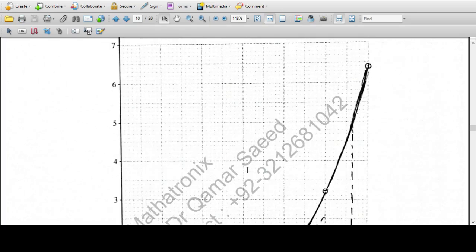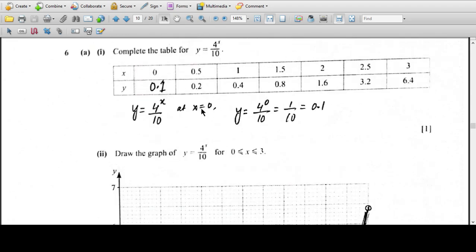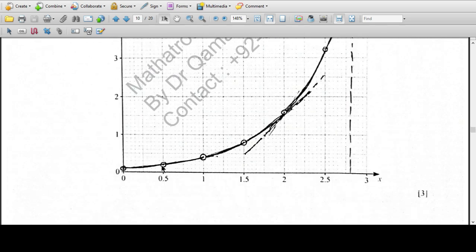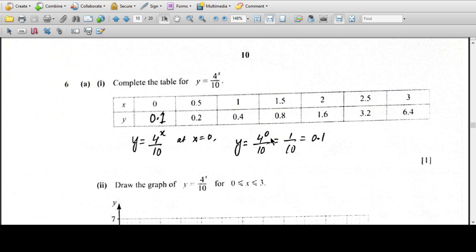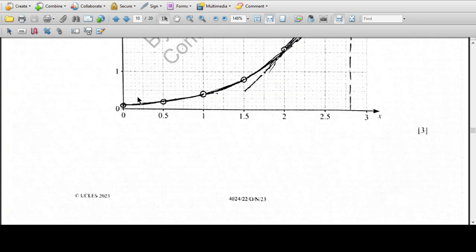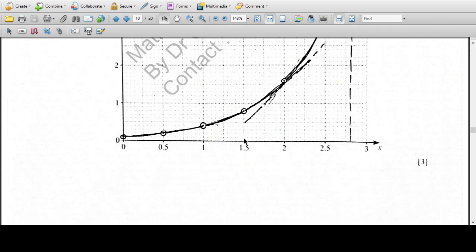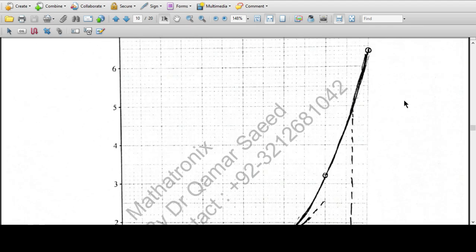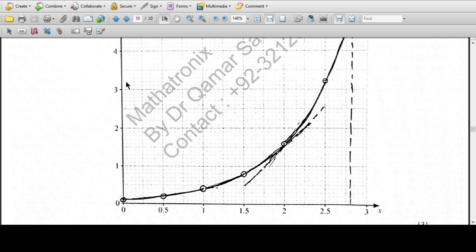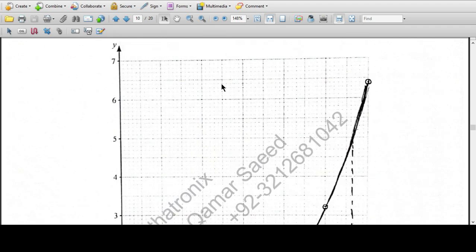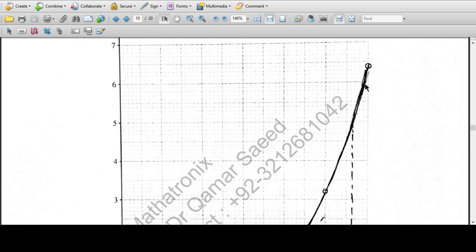So for 0 to 3, for 0 the value is 0.1. Now 0.5 comma 0.2, 1 comma 0.4, 1.5 comma 0.8, 2 comma 1.6, 2.5 comma 3.2, and 3 comma 6.4. Now we have drawn this curve, completed it.